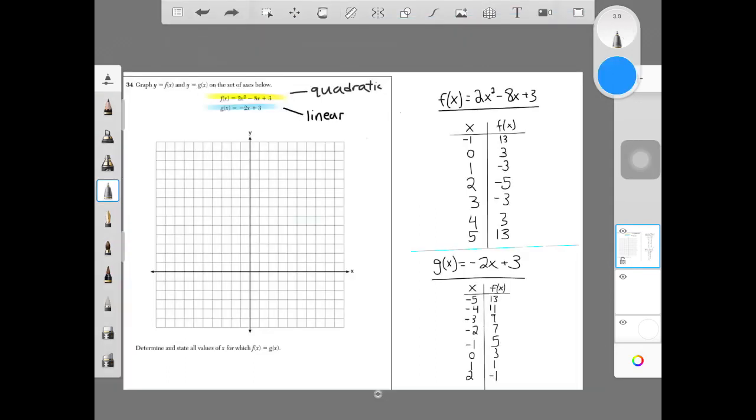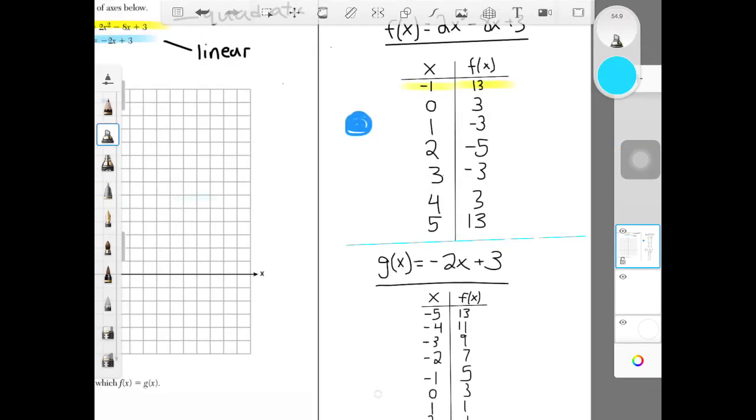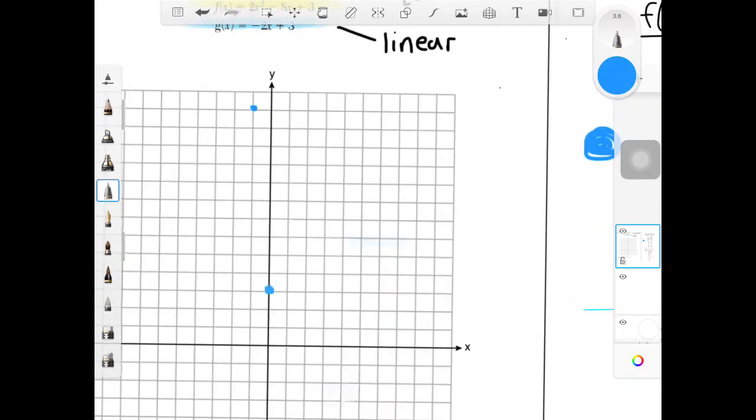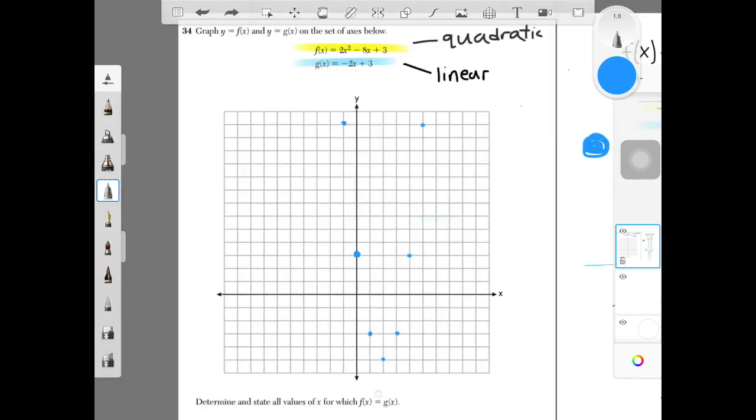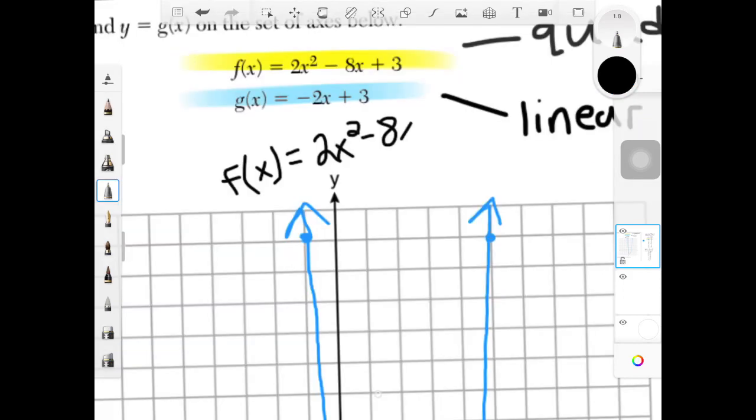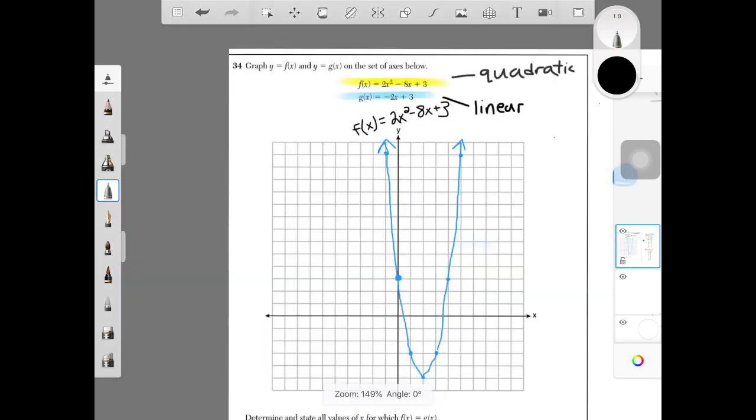I'm going to first graph f of x using the color blue. The first coordinate I wrote on the table is negative 1, 13, so I'm going to plot that, and then go back to my table for my next coordinate, 0, 3, and plot that, until I finally finish plotting all my values, resulting in my coordinates being in the shape of a U. I connected all of the points as best as I could, added arrows, and labeled it with its equation. Now my parabola is complete, and I can move on to graphing the linear equation.